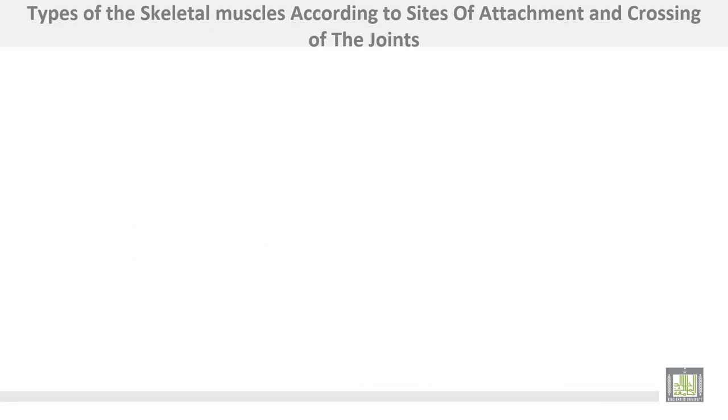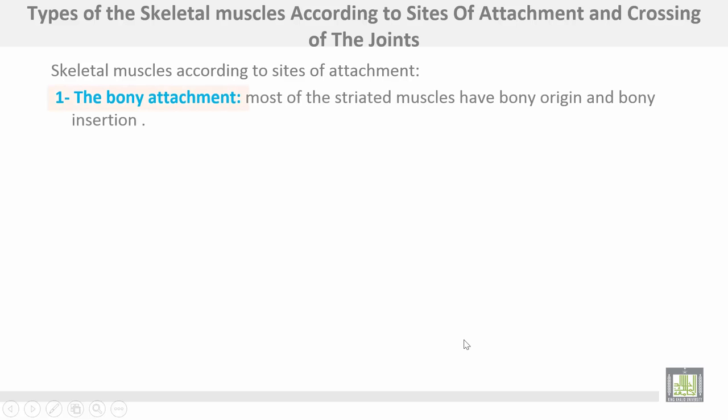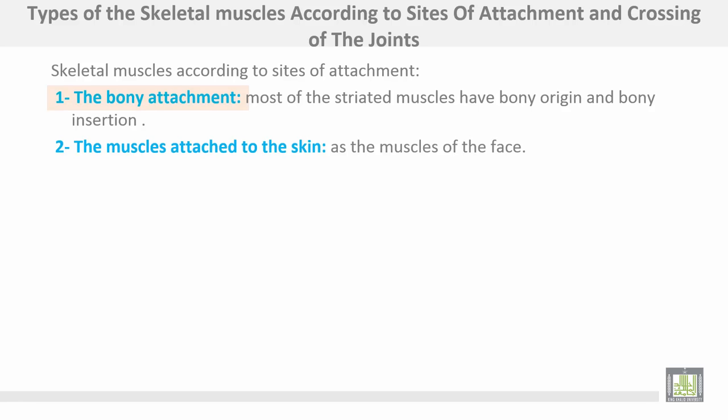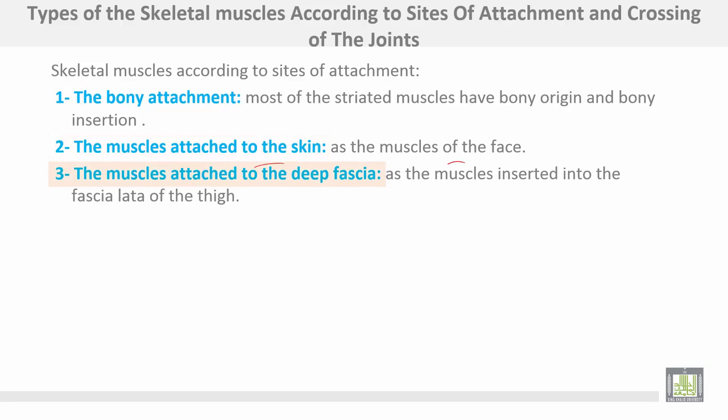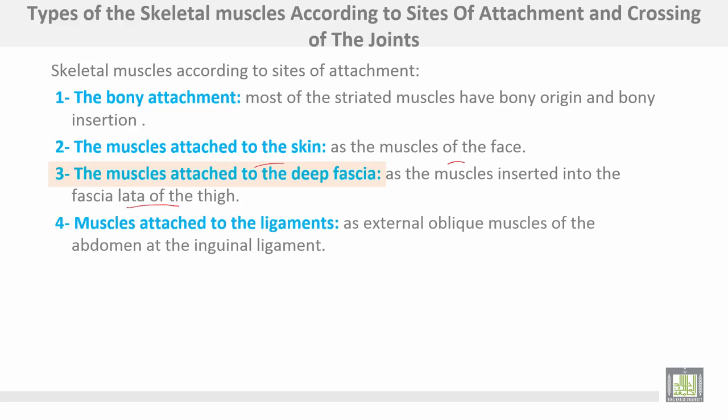Types of skeletal muscle according to site of attachment and the crossing of the joints. Skeletal muscles according to the site of attachment: most of the striated muscles have a bony origin and a bony insertion. But some muscles are attached to the skin, as the muscles of the face. Some are attached to the deep fascia, as muscles inserted in the fascia lata of the thigh, like the tensor fasciae latae muscle. Muscles attached to ligaments, as the external oblique muscle of the abdomen attached to the linea alba and forming the inguinal ligament.